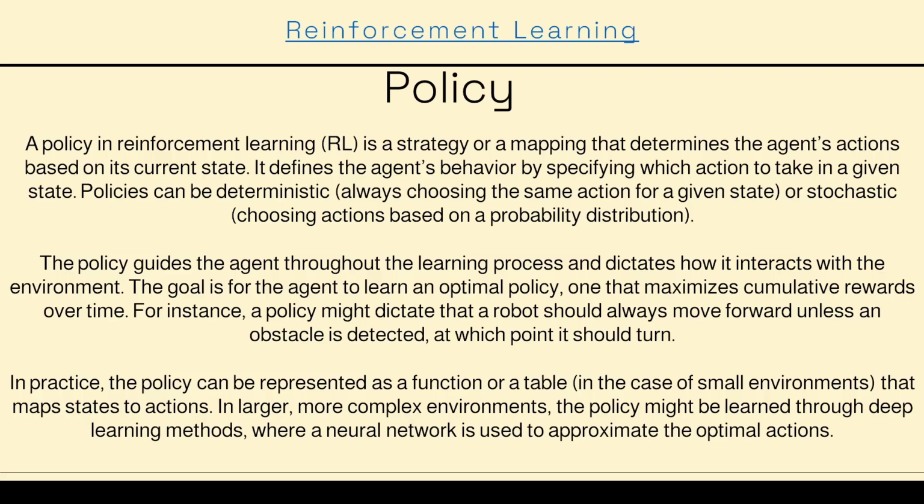So in a particular state, which type of action is our agent taking? In larger or more complex environments, the policy might be learned through deep learning methods. So in big environments, the policy can be learned through deep learning methods such as neural networks, which will approximate the optimal action. So from that we can approximate, or take an average of, the optimal actions. So this is what reinforcement learning and its components are.